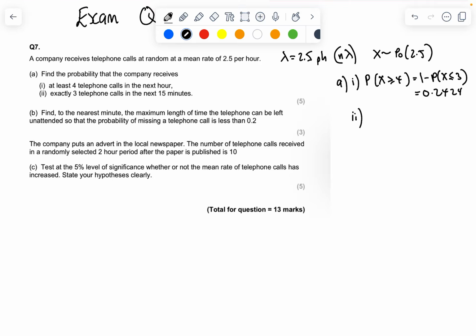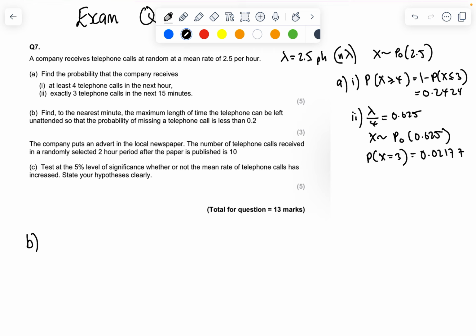Right, now 2. Exactly 3 calls in 15 minutes. So our lambda is over the hour, so we divide that by 4, and we get our lambda at 0.625. So now it's distributed with Poisson with a lambda of 0.625, and we did the probability that X equals exactly 3, and so this time it's PD rather than CD, and that's 0.02177. Great.